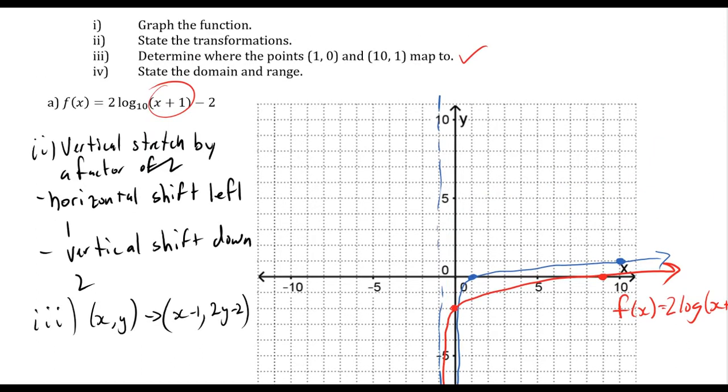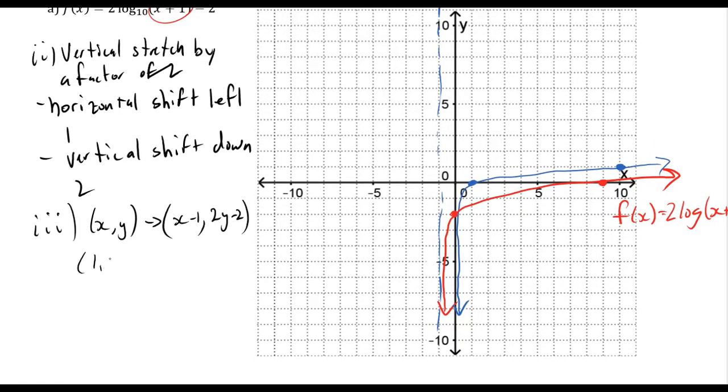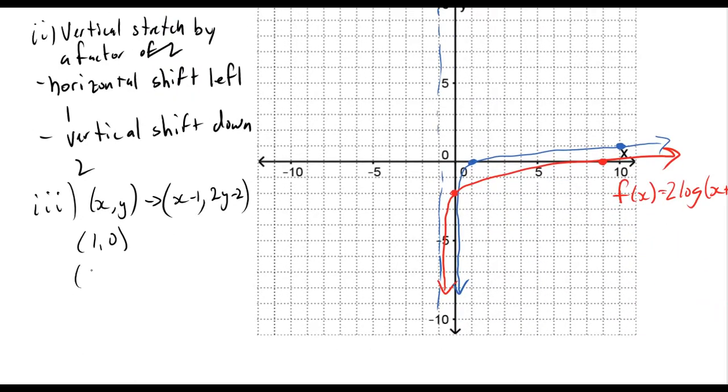Okay, so the 2 points it wants us to map are (1, 0) and (10, 1). So (1, 0) goes to (0, -2), and (10, 1) goes to (9, 0).